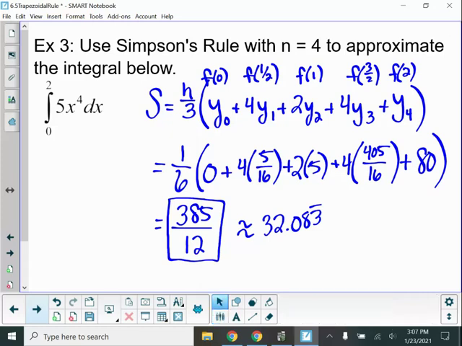There is an error analysis in your textbook on page 314 that goes through finding and talking about the errors and the different methods. So that is something you can take a look at as well.